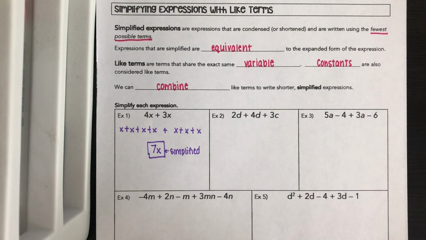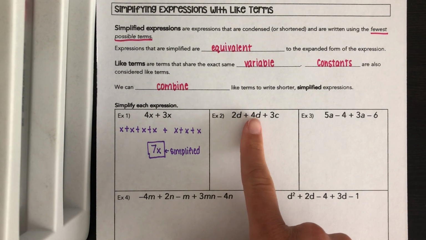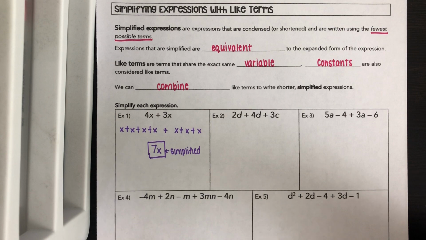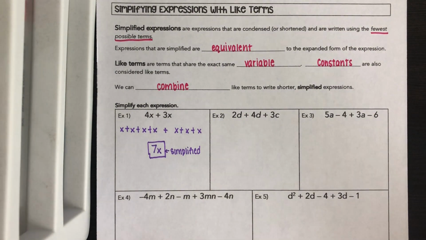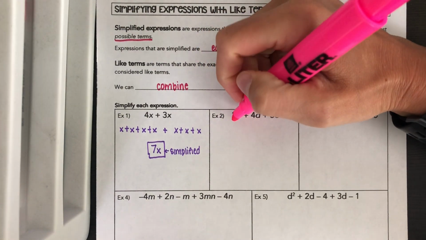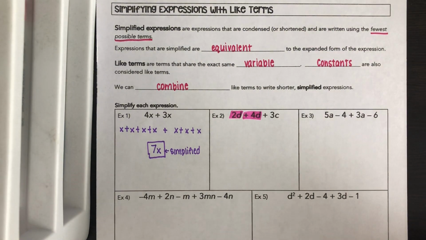If we look at example 2, 2d plus 4d plus 3c, in this example, we have 3 terms here, but only 2 of these terms are like terms, which is 2d and 4d. So what I'm going to do is I'm going to grab a highlighter. If you don't have one, that's fine. I'll show you what you can do with just your pencil. And I'm going to highlight those like terms. So 2d plus that 4d.